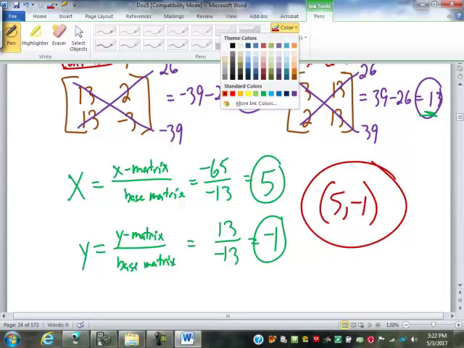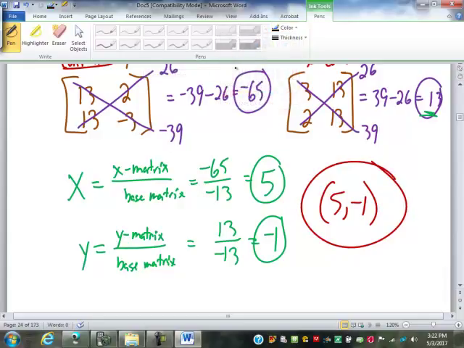Now if we get time before our final test next week, we'll look at using this for 3 variable systems. To do that, you'd have to do 3 by 3 square matrices. That determinant's a little more difficult to do, a little trickier.